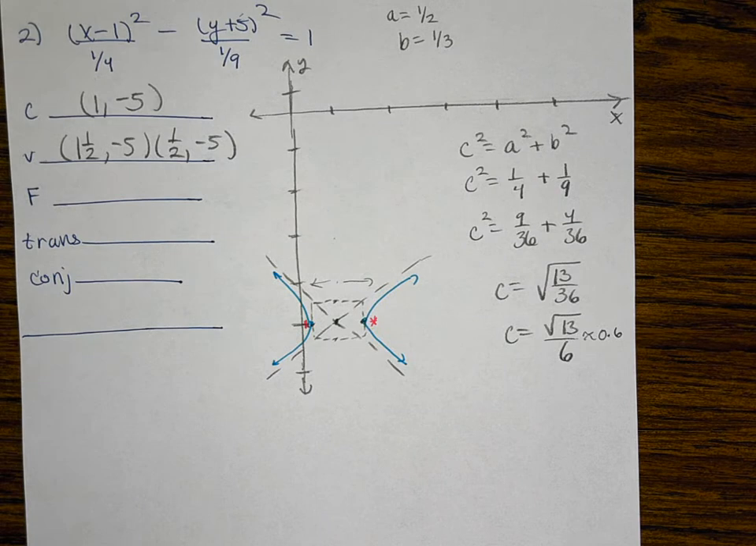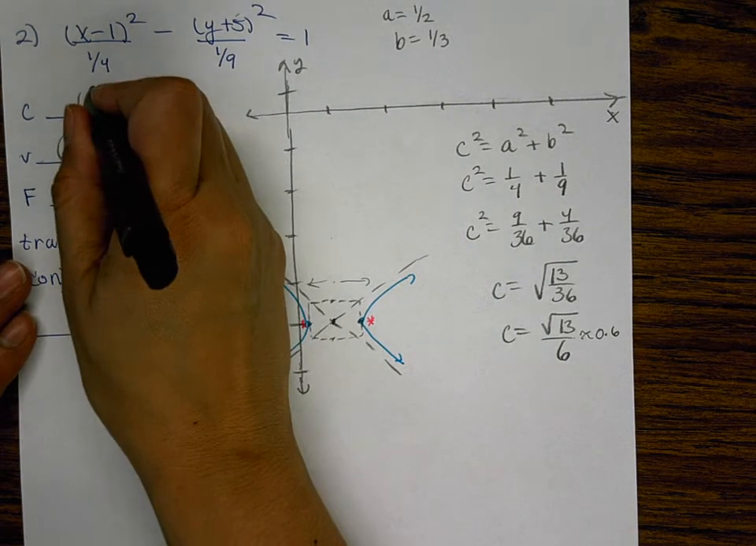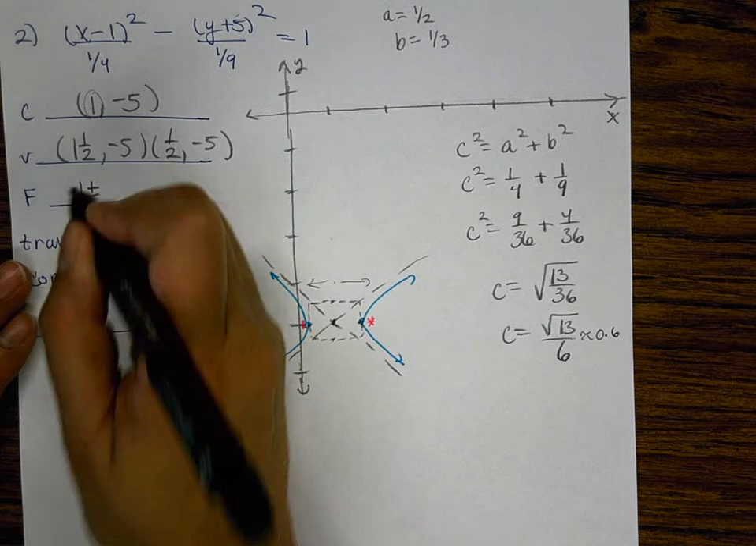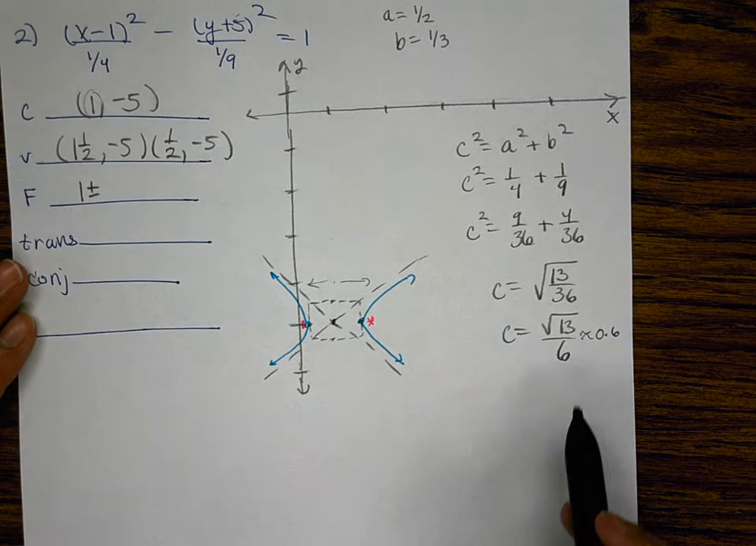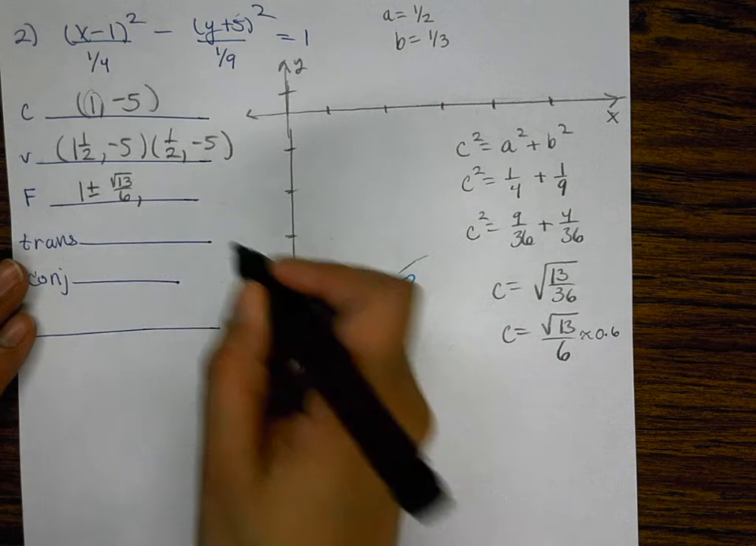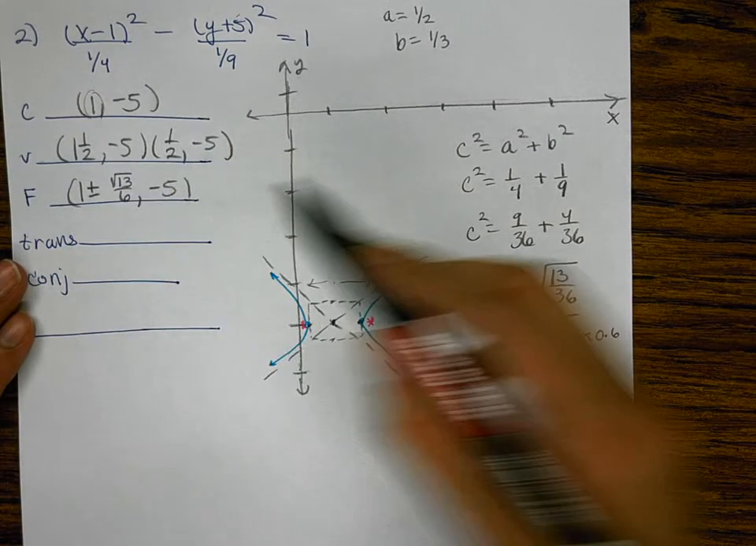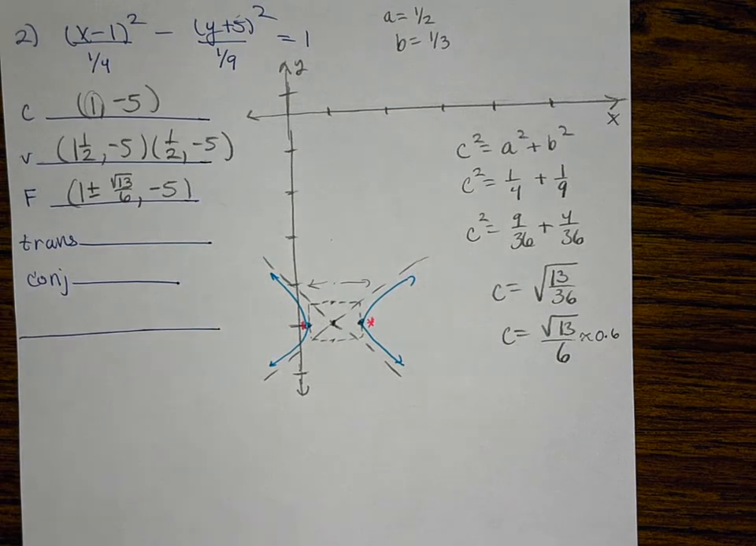All right, so how do I write that? When I go right and left, again, the x value is what's changing, the 1 plus or minus, and how far did I go? Root 13 over 6, comma, and the negative 5 is staying the same. And that's pretty much what's going to happen. Either x or y is always going to stay constant.